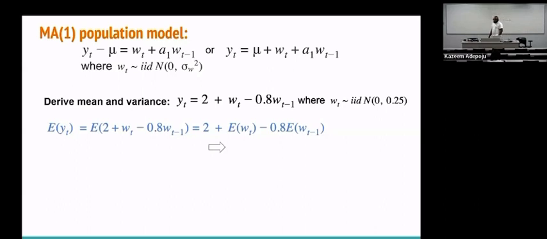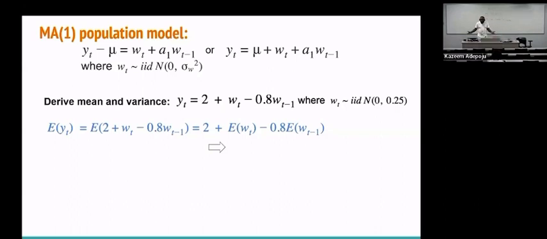What is the expected value of WT? Can somebody tell me? WT is a white noise. What is the expected value? 0. Okay, somebody online says 0, right? Good job. Send me a message for extra credit.